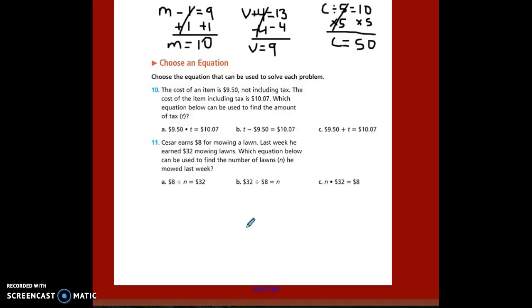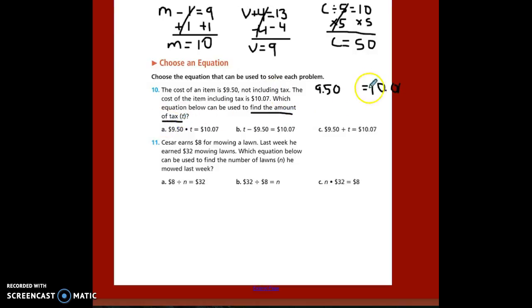Which equation below can be used to find the amount of tax? Now, if you remember back to previous lessons, my strategy that works very well is that I go ahead and try to solve the problem first by writing my own equation before I even look at theirs, because the way they write them, sometimes it can get a little confusing. So I know that the cost of one item is $9.50, and that's without tax. And they said that after tax, my total was $10.07. Okay, and the question is, they want to know how much tax? Find the amount of tax. And they say that I'm supposed to use t as my number.